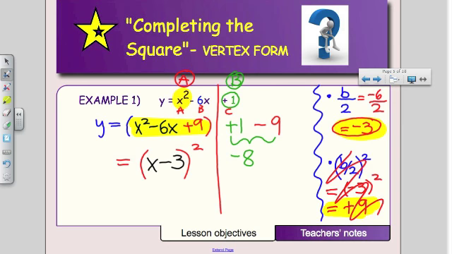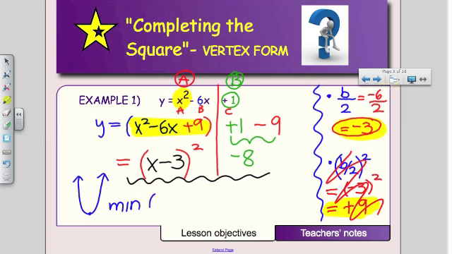And so I went from playing this game, I went from standard form to vertex form. This is the vertex form of my quadratic equation. And I can easily see that because there's no reflection here, I have a graph that faces upward, and this graph is going to have a minimum point when x is equal to positive 3, y is equal to negative 8. And that is my vertex. My vertex.